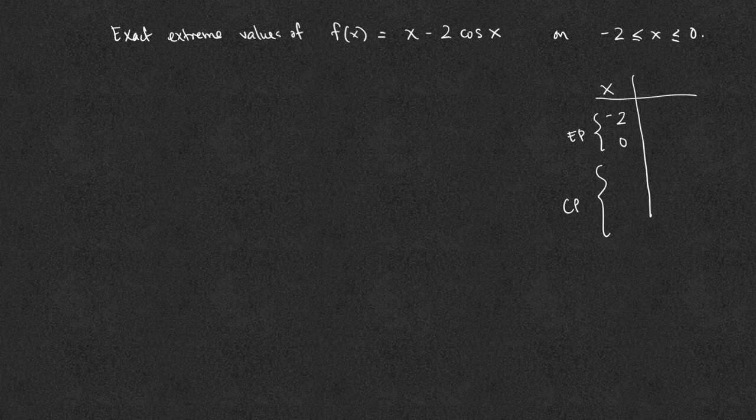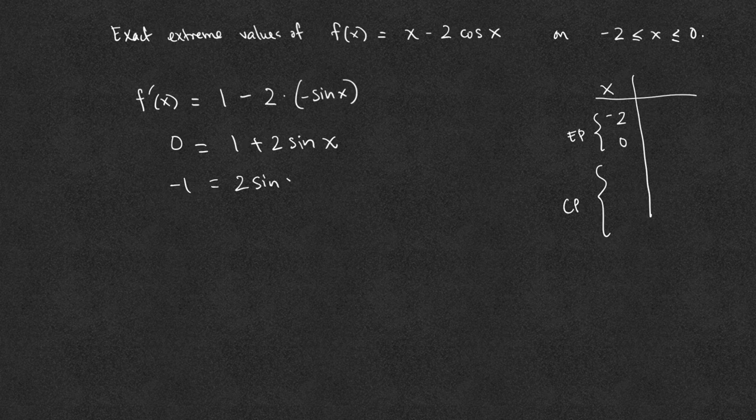To find the critical point, we differentiate f of x to get f prime of x. The derivative of x is 1, minus 2 times the derivative of cosine of x, which is negative sine of x. Simplifying this, we have 1 plus 2 sine of x. This trigonometric function is continuous and defined everywhere. We only need to find where this is 0. So we set it equal to 0 and solve for x.